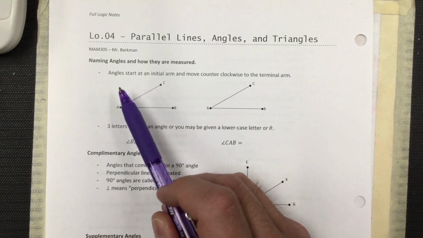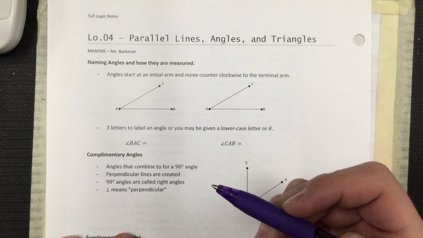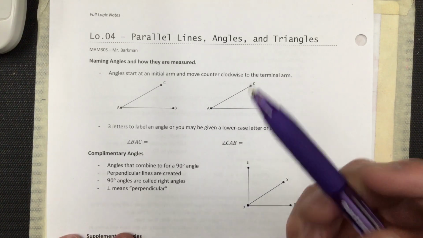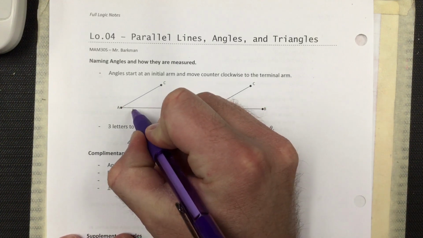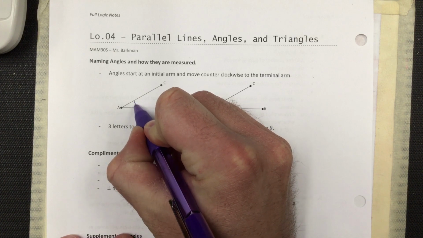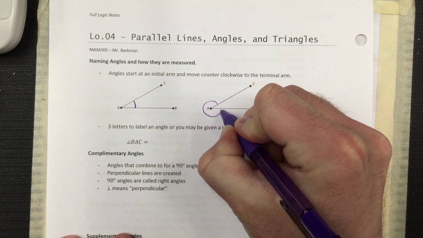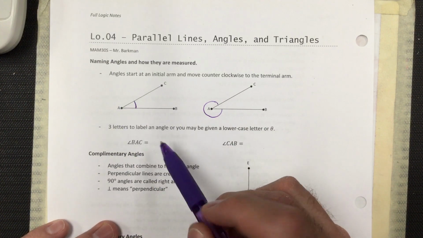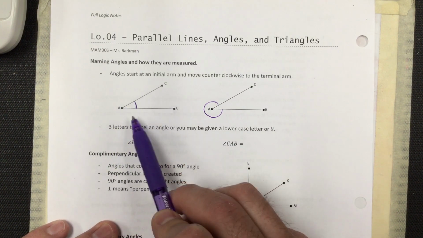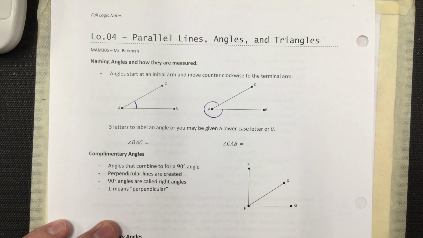So what we're going to be doing here is that we have angles that start at an initial arm and move counterclockwise to the terminal arm. Now, it's all about what angle we're taking a look at. And so we could either look at this angle inside right here, or this angle on the outside right here. Okay, so there's two different angles that are formed by these lines here. This would be an acute angle, it's nice and small. This would be a reflex angle as it's bigger than 180 degrees.